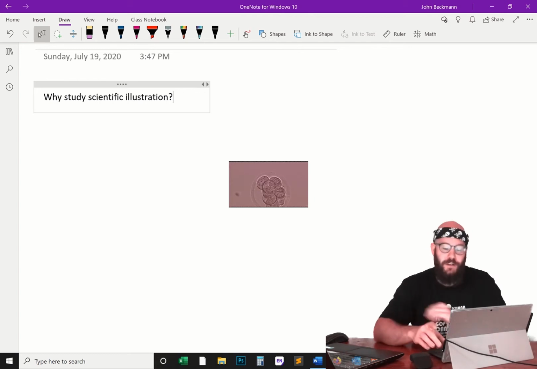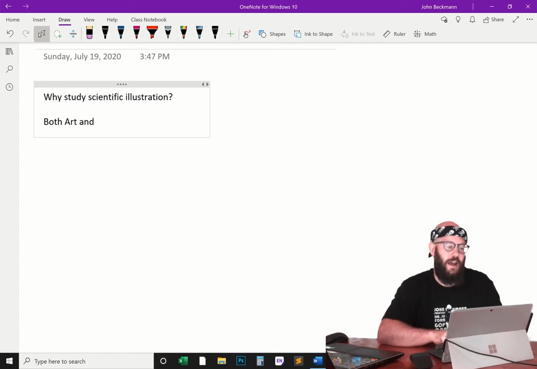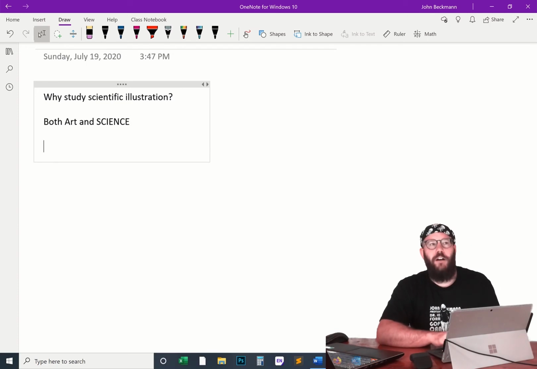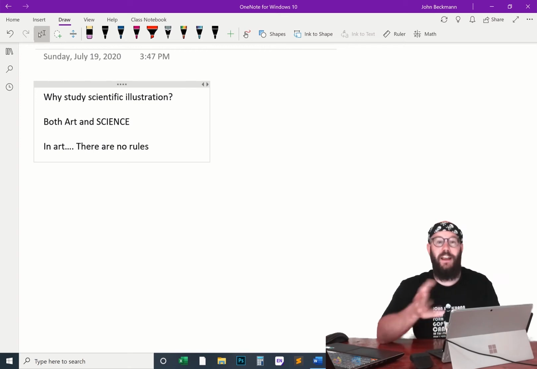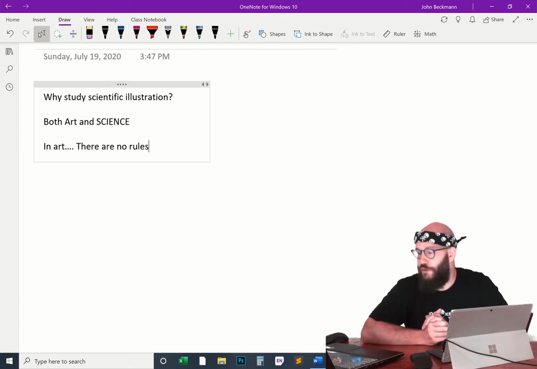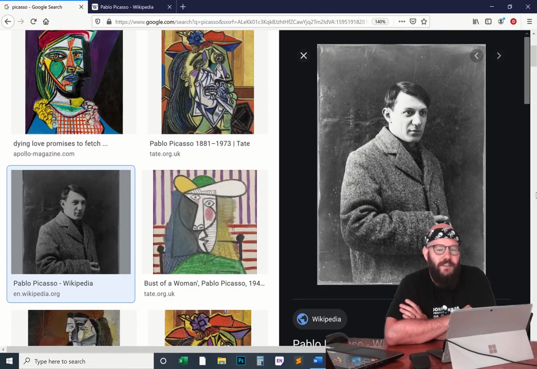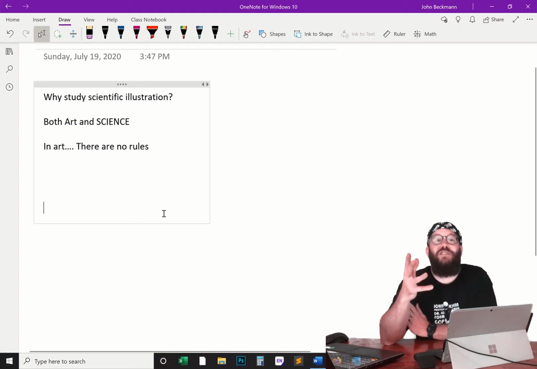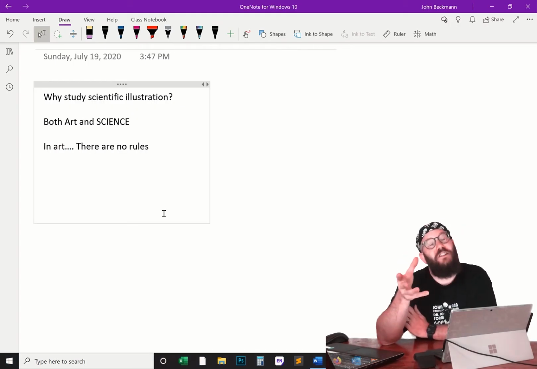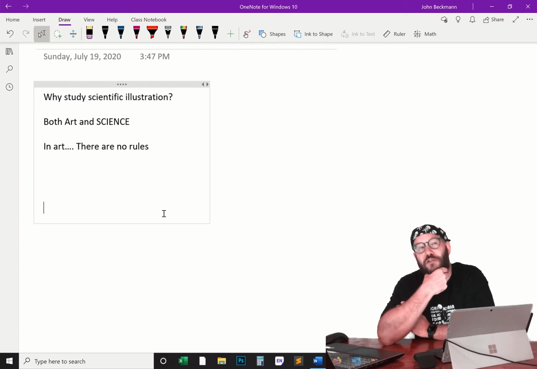This class is both art and science. And art and science have different rules. In art, there are no rules. None. There are no rules in art. Picasso says, "The best artists copy, great artists steal." Could you imagine hearing that as a scientist? Could you imagine hearing somebody say, "Good scientists copy, the best scientists steal"?